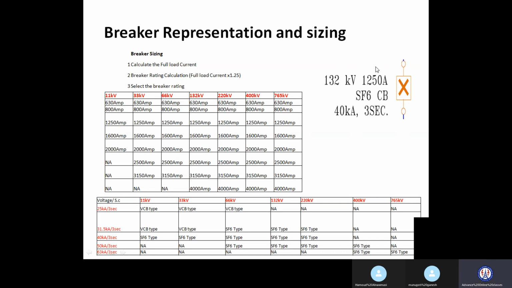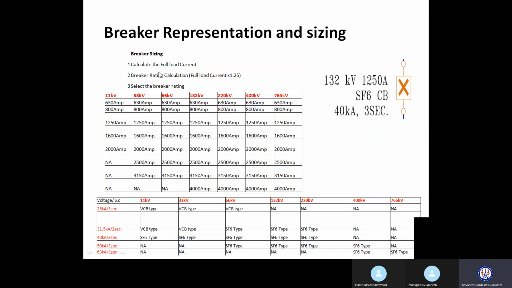Next one is the current rating. How do you decide the current rating? For this we do some calculation. The current rating of your breaker depends on two parameters. First, how much power is flowing through your feeder and at what voltage level. For example, you are installing this breaker where the feeder is working at 132 kV, and the power flowing through the feeder is, for example, 100 megawatt. So how do you decide the current rating of the breaker?